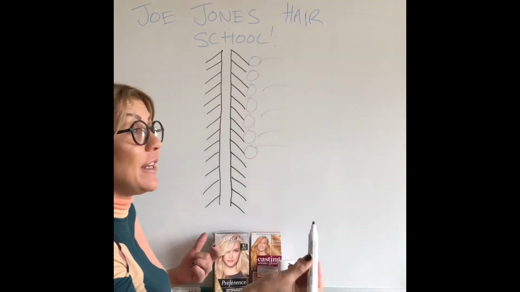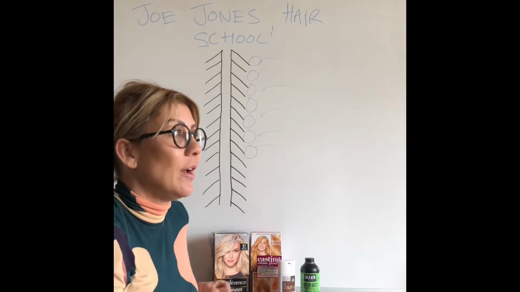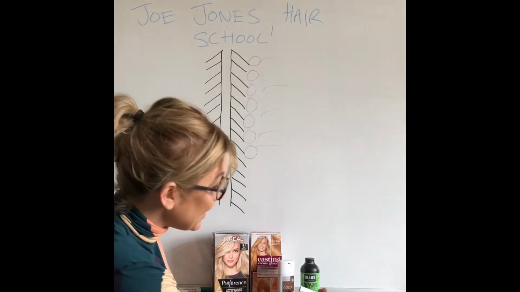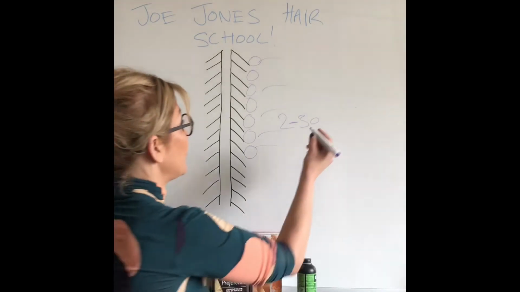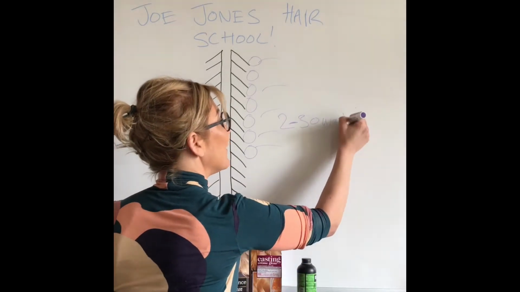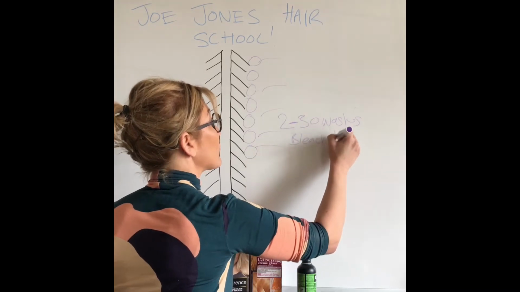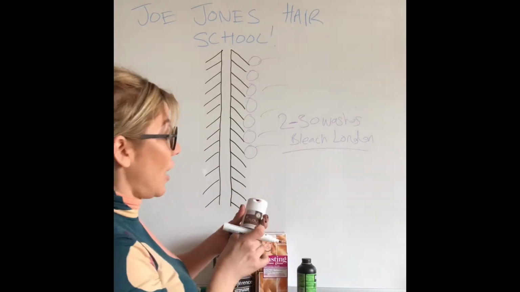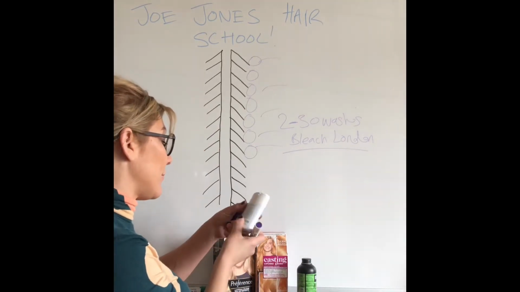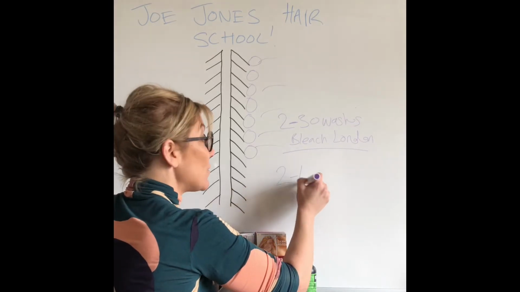Generally, the Bleach London ones are 2 to 30 washes. The colour effects, I would say, are probably more like 2 to 6 washes.